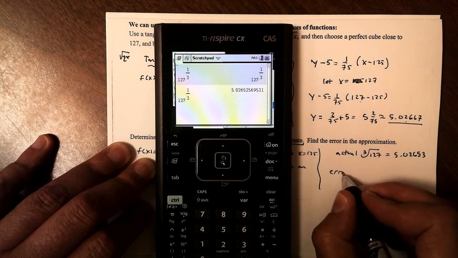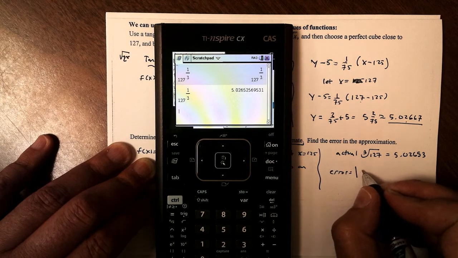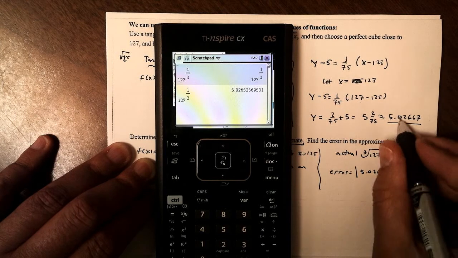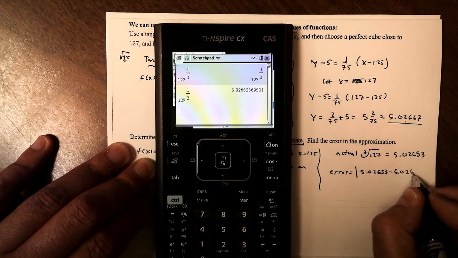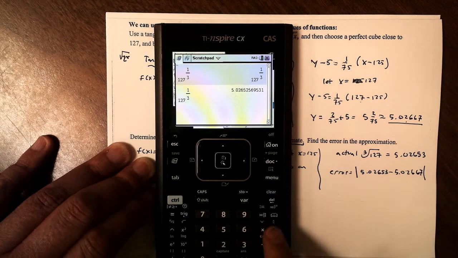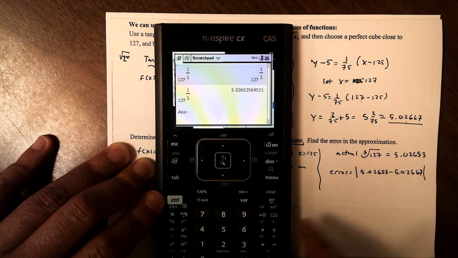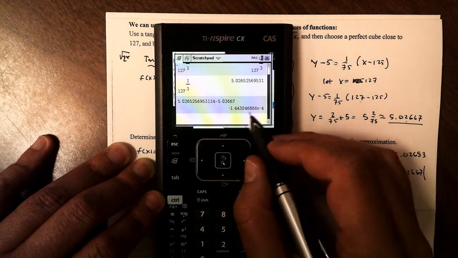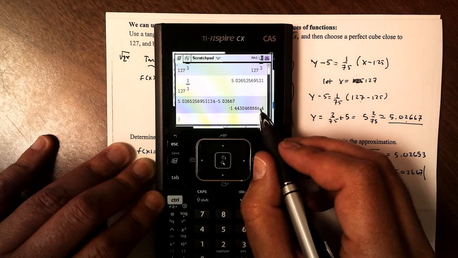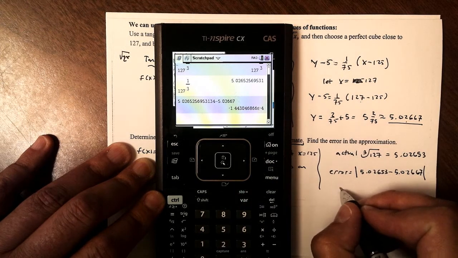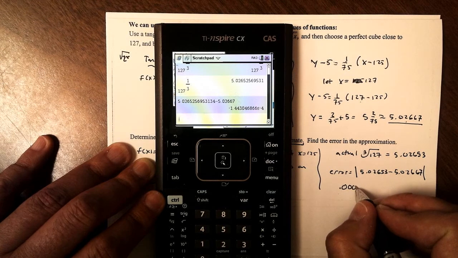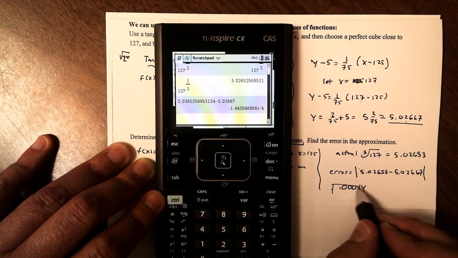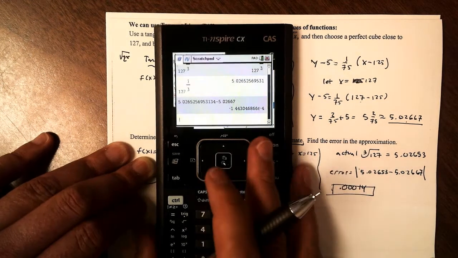To get my error, remember, error is a distance, so error always has to be positive. I take my actual value minus my approximate value from above, 5.02667, and I subtract. We get an error. Oh my gosh, look at that. That's 1.44 times 10 to the negative 4, or 0.00014. Now notice it is negative, but we are looking for the absolute value, so it's going to be positive. So that's how far off we are from the actual answer.